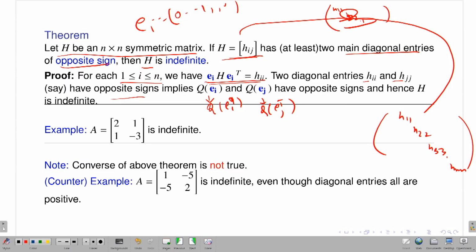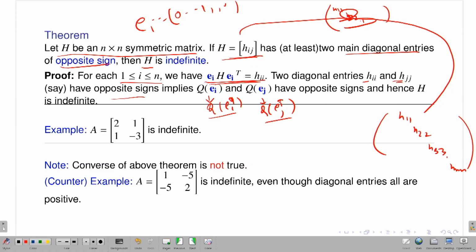So I have a symmetric matrix, I have this observation earlier, and Hii and Hjj, two distinct elements, have opposite signs. That means the corresponding quadratic form evaluated at Ei is taking a positive value. If it is positive, then Q of Ej should be negative. And if Q of Ei is negative, then Q of Ej is positive, and that is by definition. If I have a quadratic form that at some point takes positive values and at some point takes negative values, then it is indefinite, and hence the corresponding symmetric matrix is indefinite. This is a very easy example: the diagonal elements have a positive sign and a negative sign, and therefore it is indefinite.